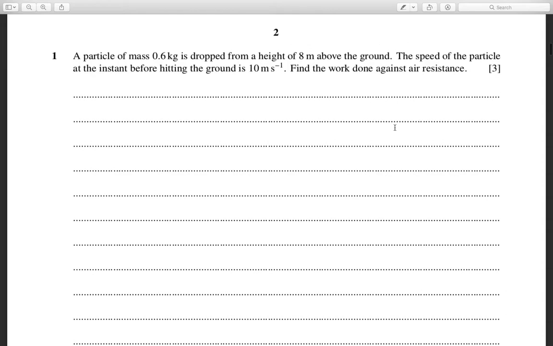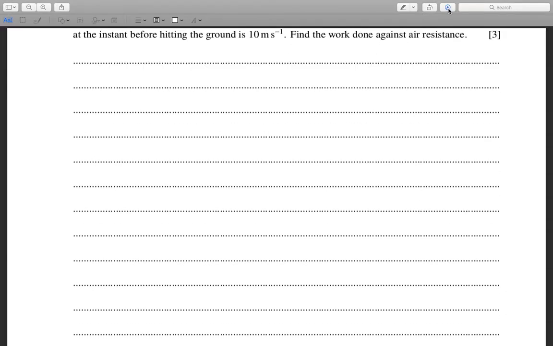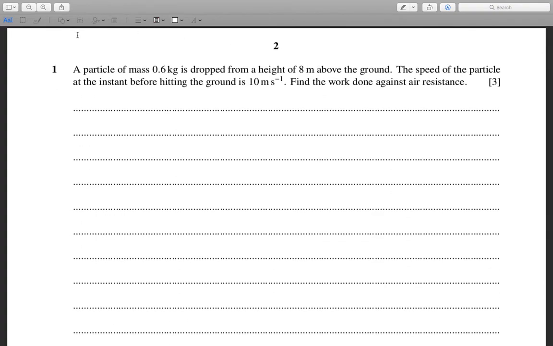A particle of mass 0.6 kilogram, let's say this is the particle, is dropped from a height of 8 meters above the ground. Let's say this is the trace.